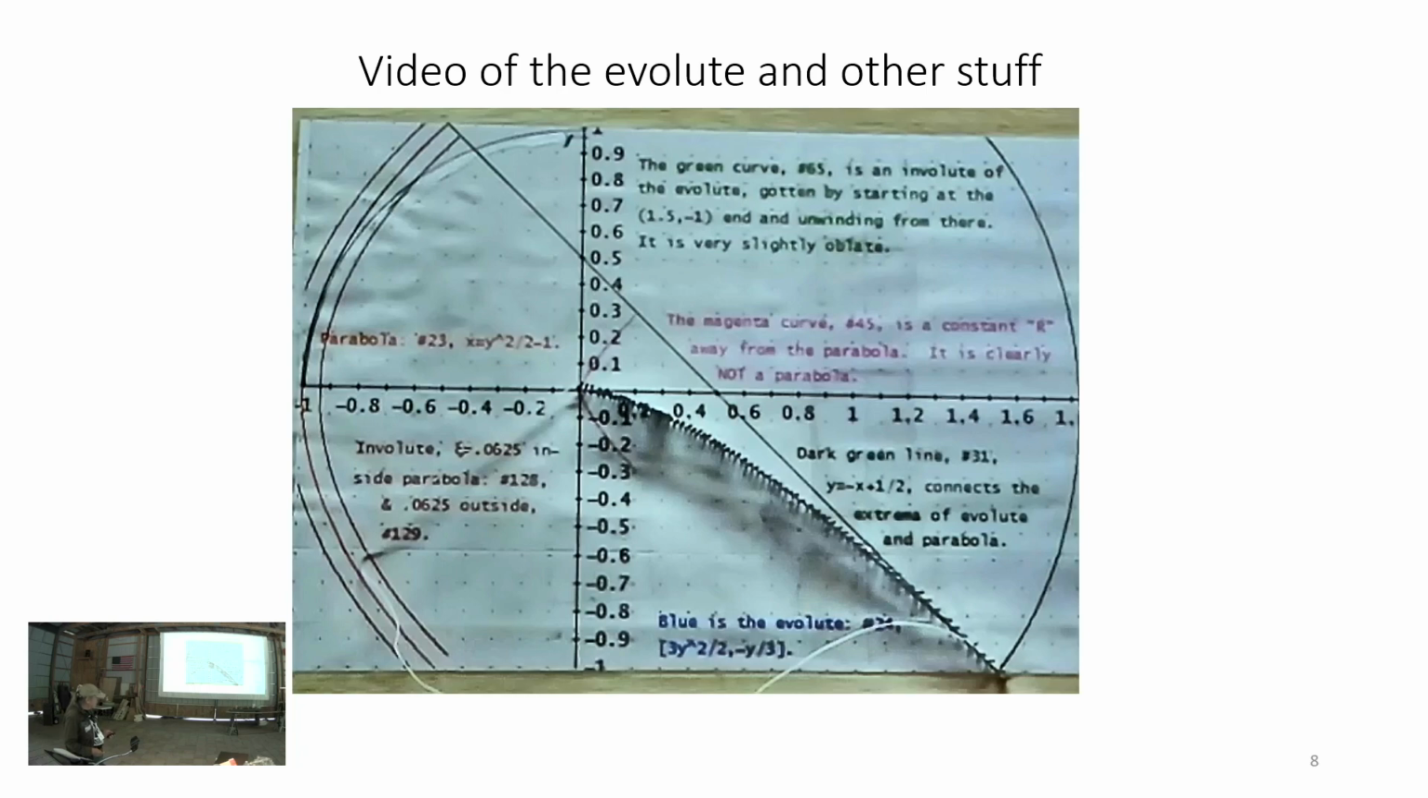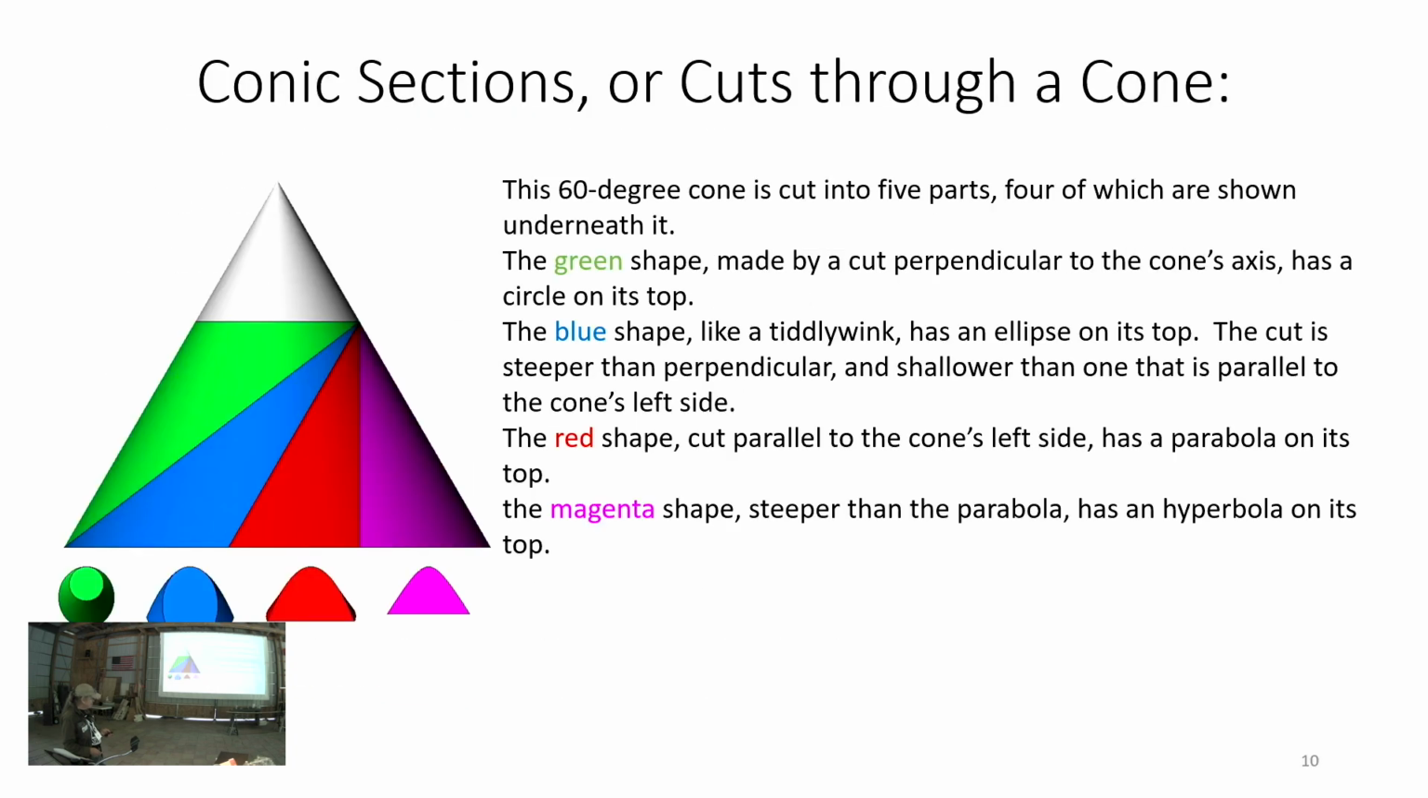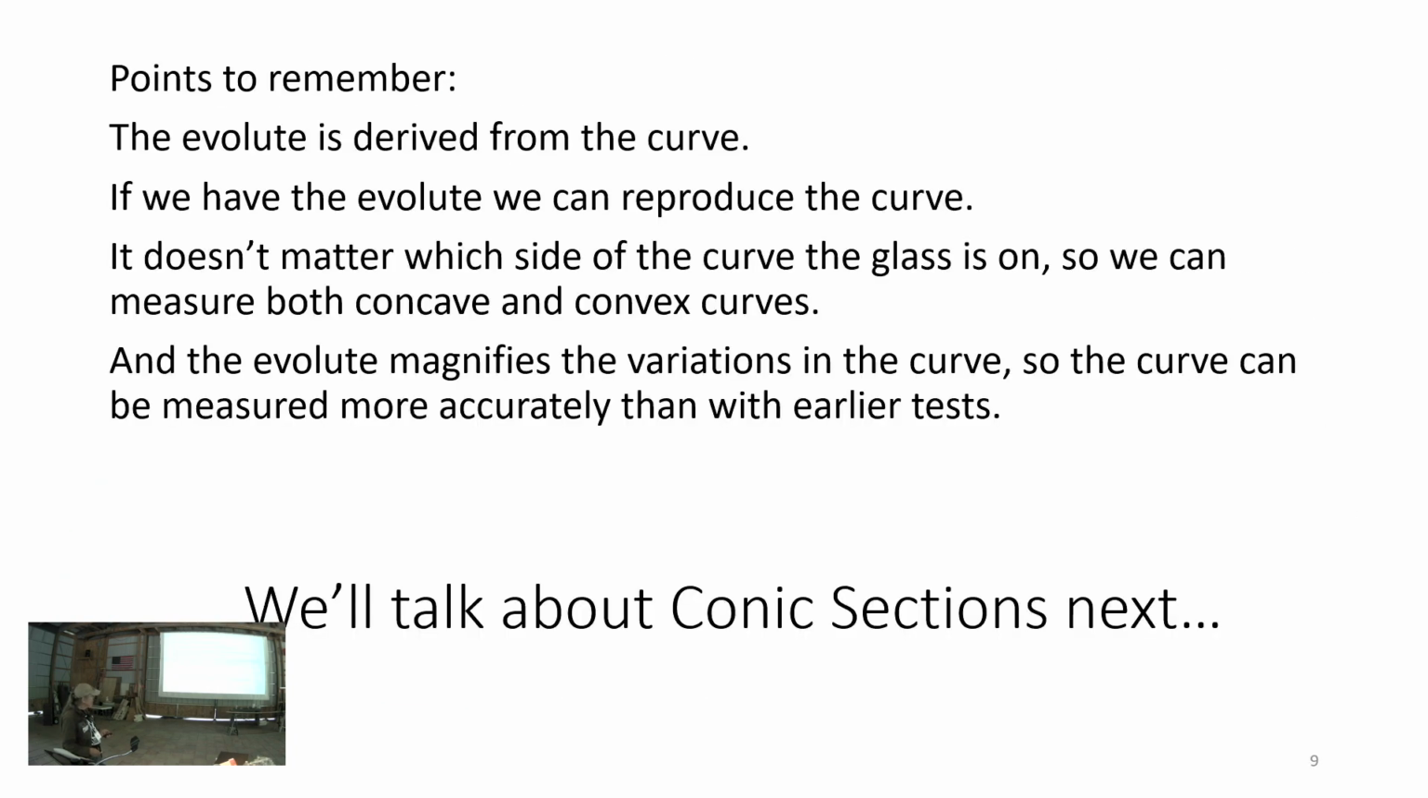How do we go further on this? All right, well, let's go back. So these are the points to remember. The evolutes derive from the curve. If we've got the evolute, we can reproduce the curve. It doesn't matter which side of the curve the glass is on. And the evolute magnifies the variations in the curve.